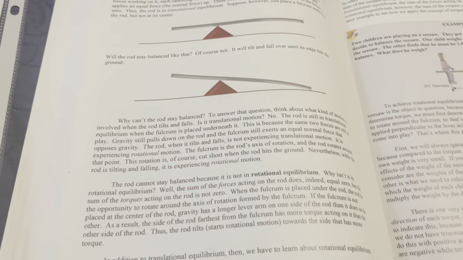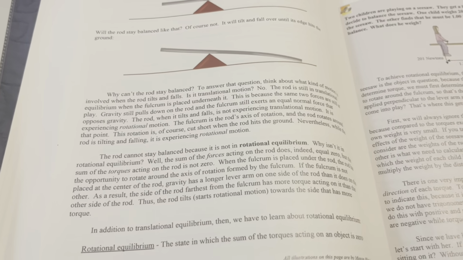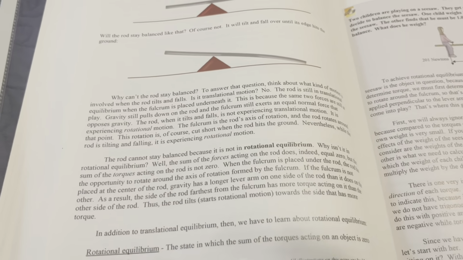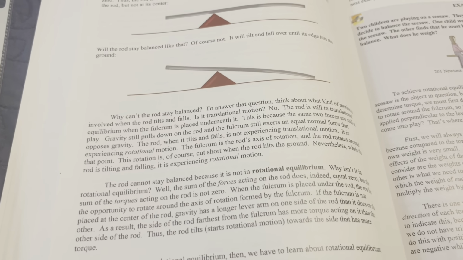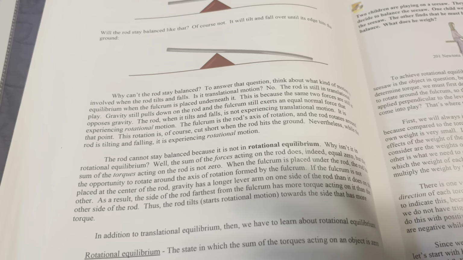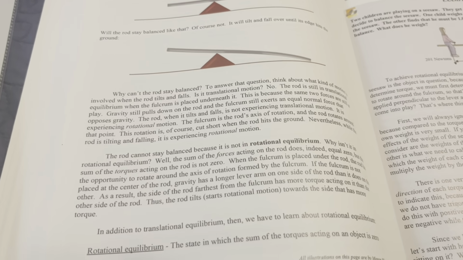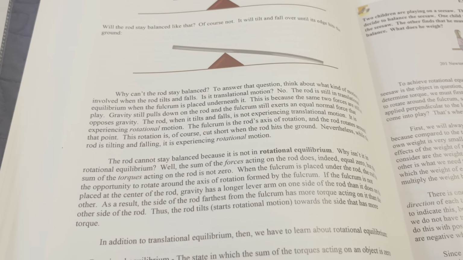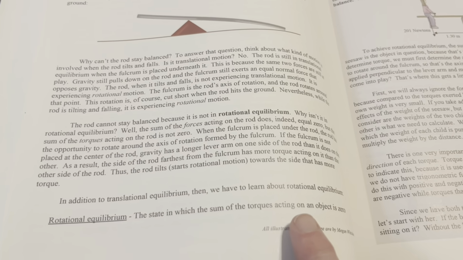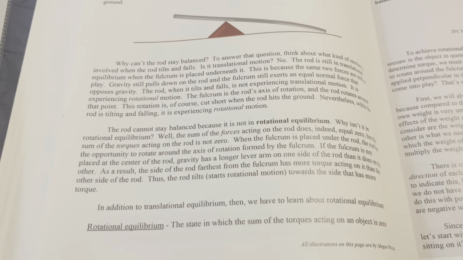Okay, so when the fulcrum is placed under the rod, it has the opportunity to rotate around the axis of rotation formed by this fulcrum. And if the fulcrum is not placed at the center, gravity has a longer lever arm on one side of the rod than it does on the other, right? So the side of the rod that is farther from the fulcrum has more torque acting on it than the other side will. So the rod tilts toward the side that has more torque. And right here, it talks about rotational equilibrium, the state in which the sum of the torques acting on an object is 0. So that's similar to the first part of this module, just applied to rotation.